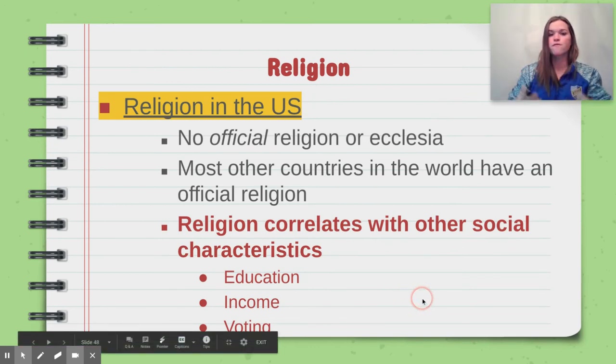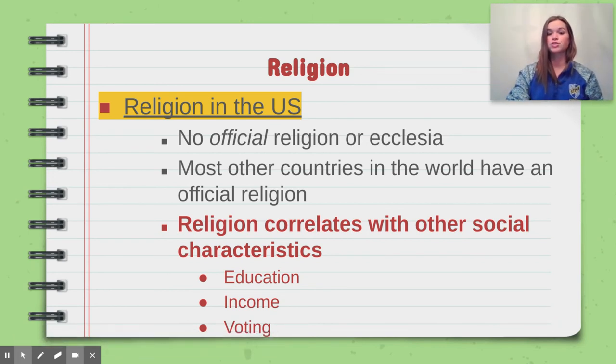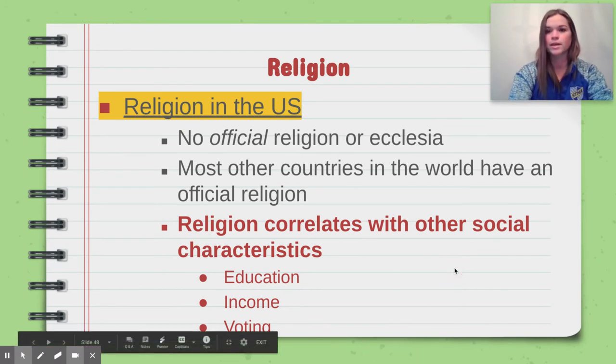There is no official religion in the United States, while most other countries in the world do declare an official religion. However, the United States does not. We really pride ourselves on our Constitution and freedom of religion, freedom of speech, people being able to make those individual choices on their own in what religion they'd like to follow. Oftentimes, religion correlates with other social characteristics such as education, income, and voting. Those kind of get intertwined there.